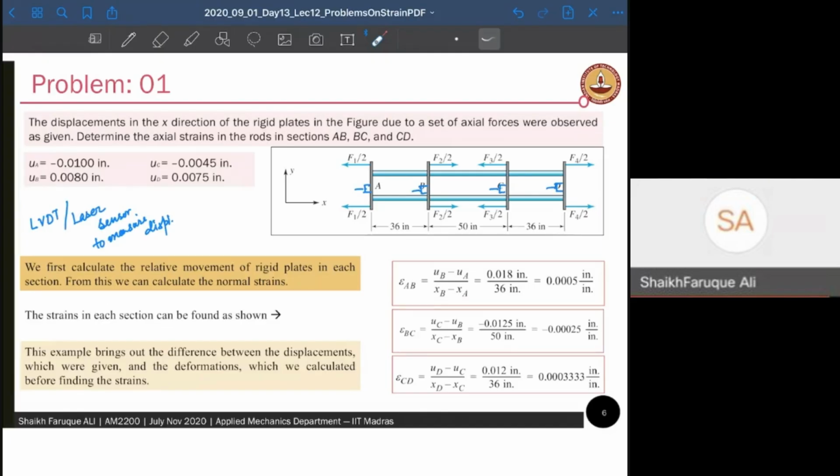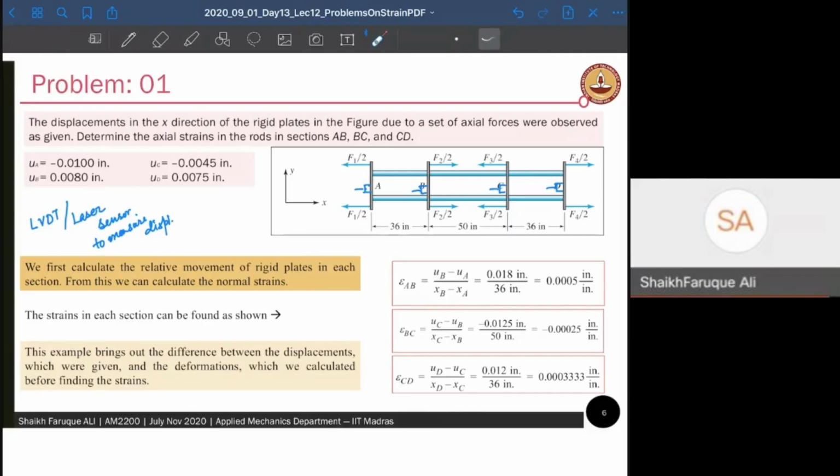That is the beauty of strain, that it is unit free, so you don't have to worry about whether it's in inches, meters or centimeters. You just have to understand that that is the strain, and if you have a length in meters, then that multiplied with the length in meters gives you deformation in meters. If you have a length in feet, then that strain multiplied with the length in feet will give you deformation in feet, and so on and so forth.